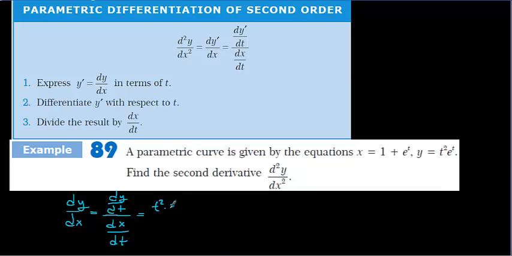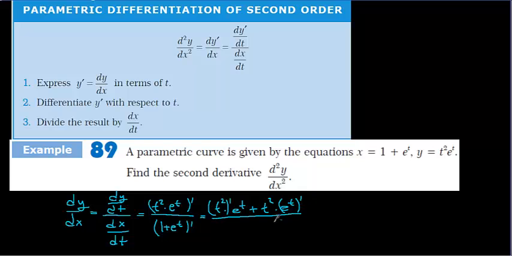Then this is equal to the derivative of t squared times e to the power of t over the derivative of 1 plus e to the power of t. So the derivative of t squared times e to the power of t is equal to the derivative of t squared times e to the power of t plus t squared times the derivative of e to the power of t. That is the derivative of the multiplication. Then in the denominator, the derivative of 1 is equal to 0, so the derivative of e to the power of t is equal to e to the power of t.